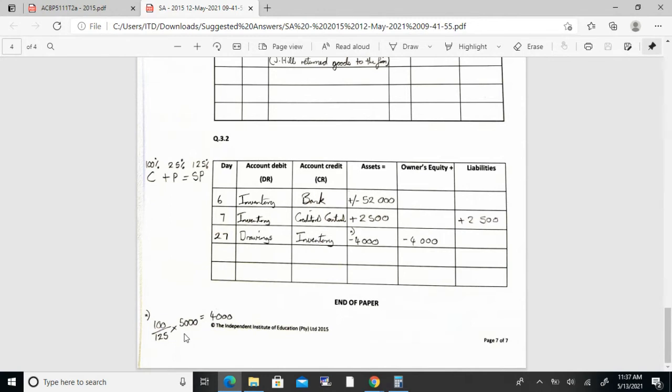Then we say to ourselves, we know that our markup was 25% on cost, so cost is 100, and then selling price is 125. So what do we want? What we want is cost. Cost is 100. What we have is selling price, which is 125, so we take 100 over 125 times the 5,000, and what we get then is 4,000. As this is going down by 4,000, so negative 4,000 there. Owner's equity, drawings is something that reduces owner's equity, so negative 4,000 there. And that is your paper on 2013.